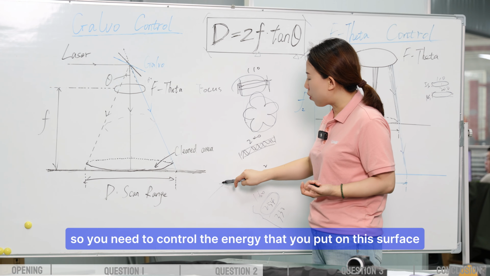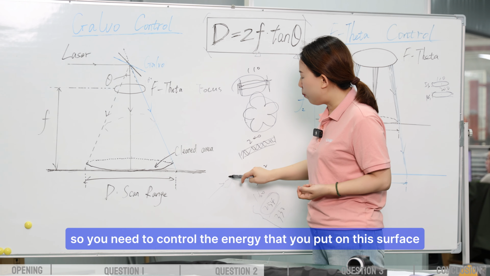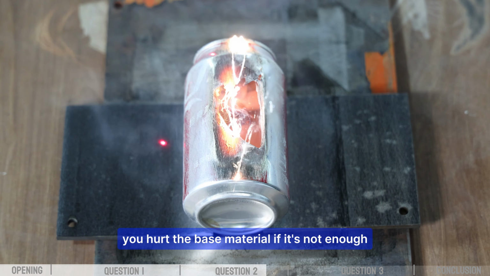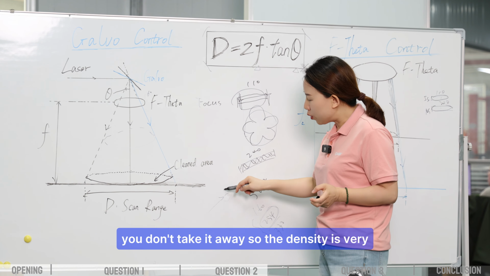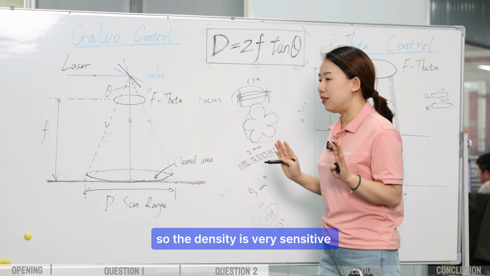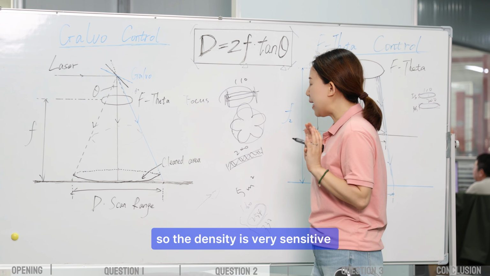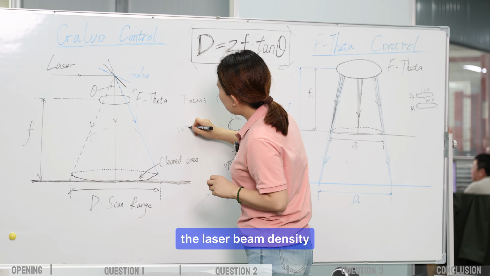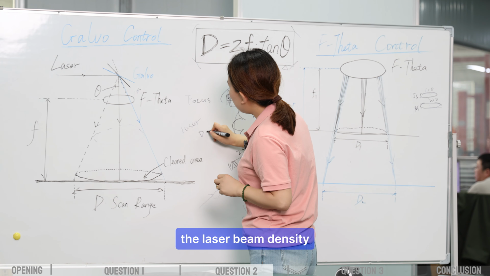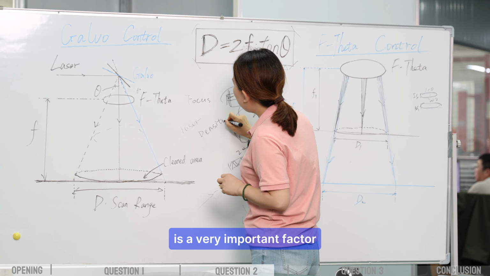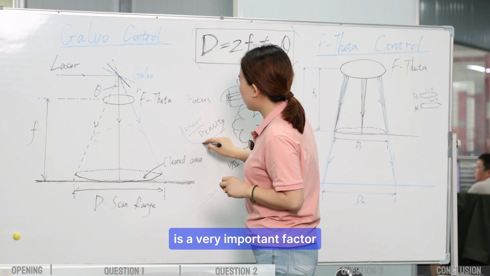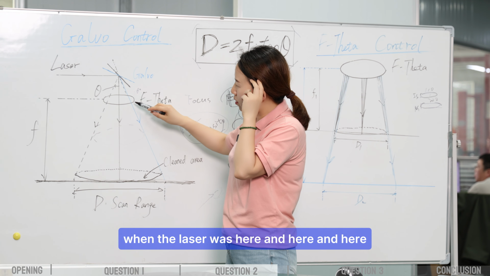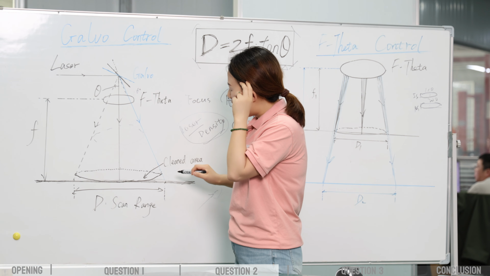So you need to control the energy that you put on this surface. If it's too much, you hurt the base material. If it's not enough, you don't take it away. So the density is very sensitive. The laser beam density is a very important factor. So we always have to keep in mind where the laser was, here and here and here.